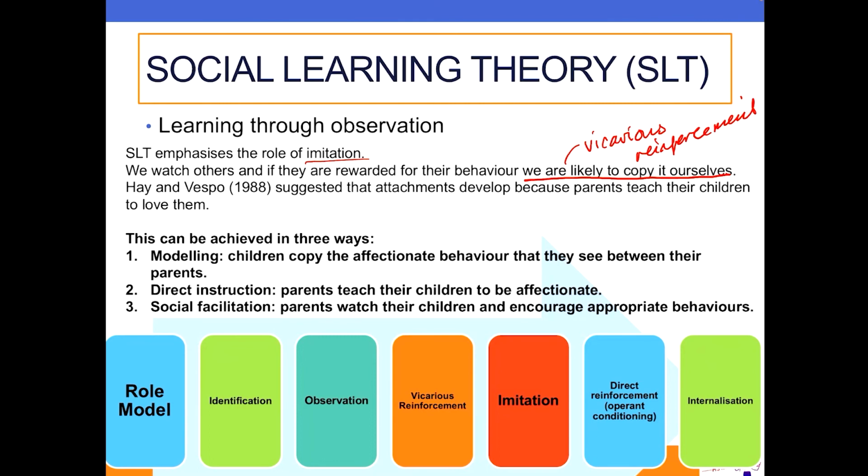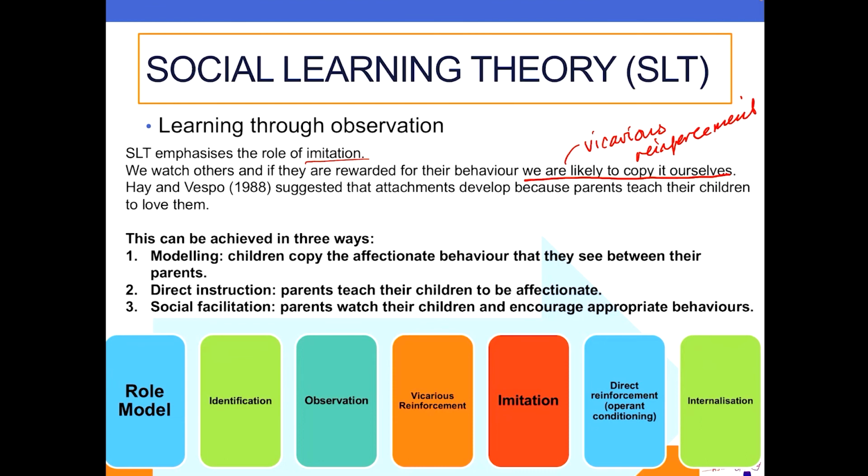So the first way, modeling. Children copy the affectionate behavior that they see between their parents. The second way, direct instruction. Parents teach their children to be affectionate. And number three, social facilitation. Parents watch their children and encourage appropriate behaviors.